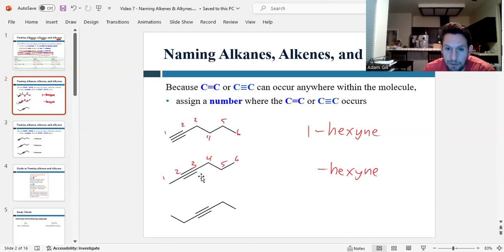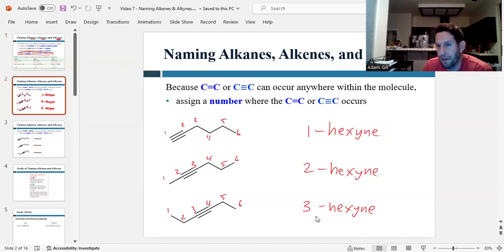But we can tell that this one's different than the first one. And the way we specify that difference is specifying where the triple bond occurs. And so it starts at carbon 2. So this would be 2-hexyne. The last one here at the bottom also has 6 carbons. So it's also hexyne. But the triple bond starts at carbon 3. So this is 3-hexyne.